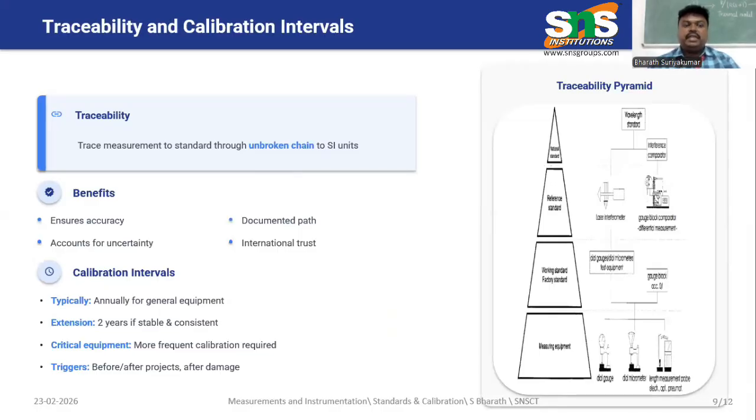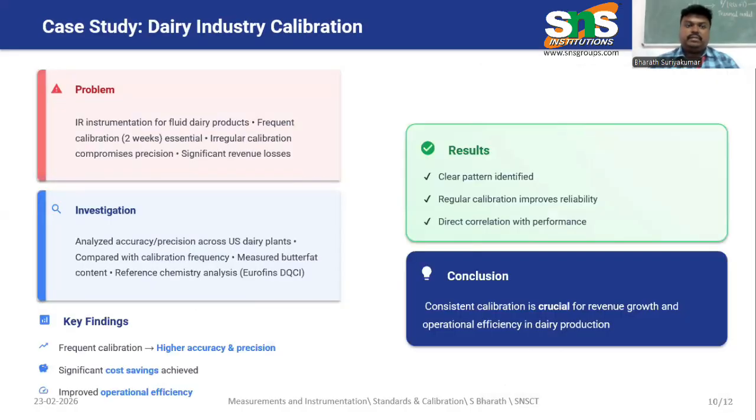Next comes traceability. Traceability means relating measurement to standards through unbroken chains to SI units. Traceability has several benefits. It ensures accuracy, documents the path, accounts for uncertainty, and builds international trust. Calibration intervals are typically annually for equipment, 2 years if it is stable or consistent, with triggers before and after.